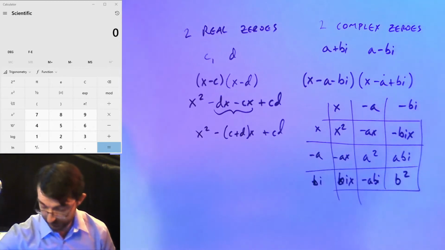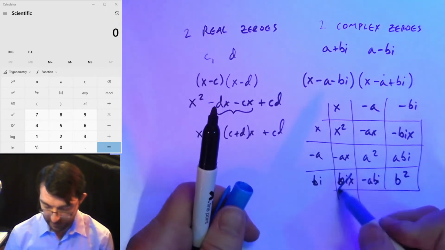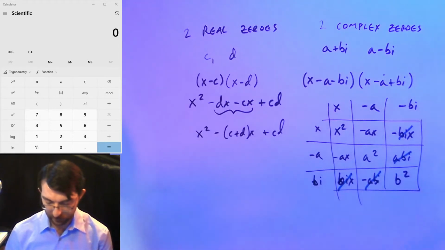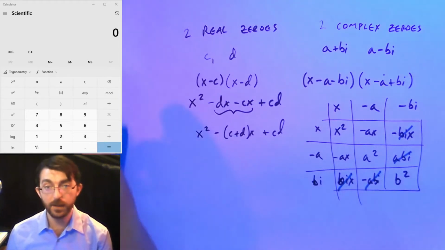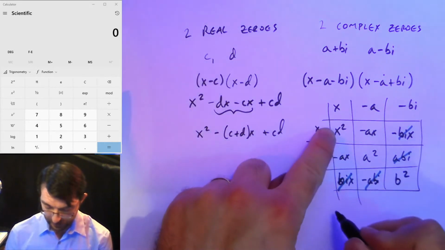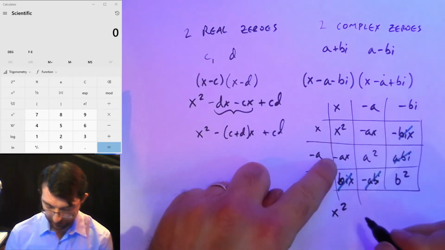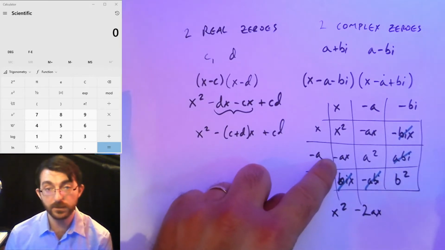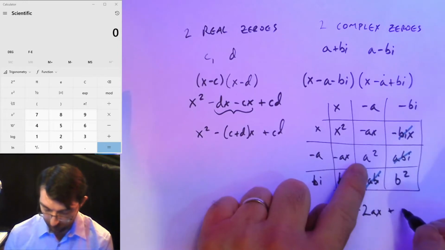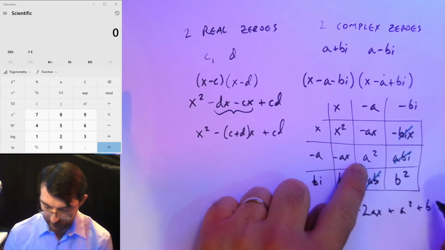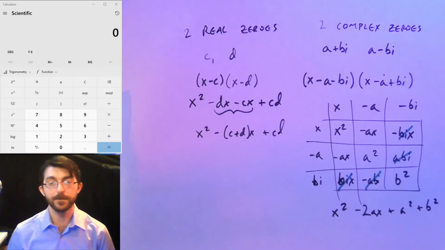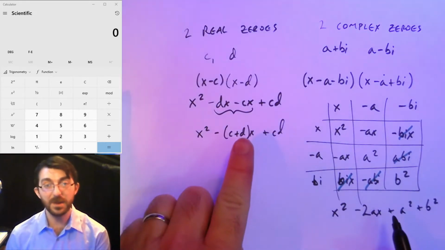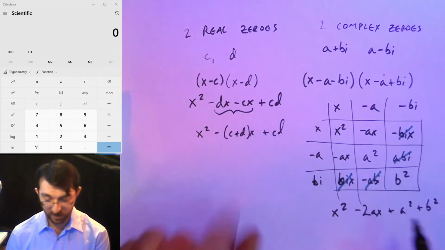Okay, so what cancels? Bix and minus bix cancel. ABI and minus ABI cancel. So what I am left with is x squared minus 2ax. Huh, no b's. Plus a squared plus b squared. Okay, so now I've got to put those two together.